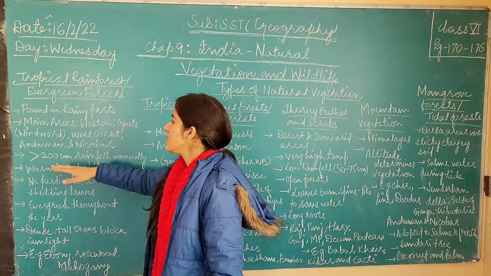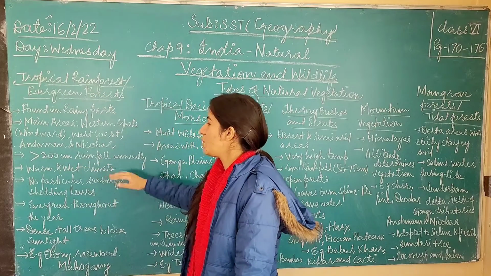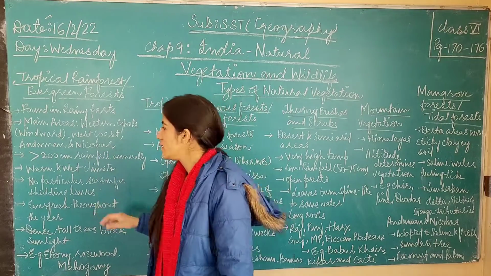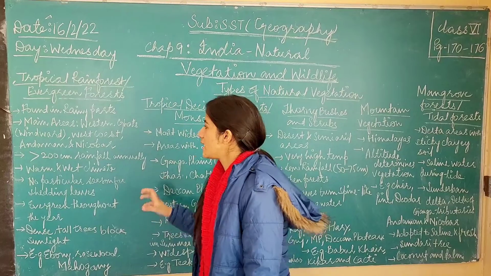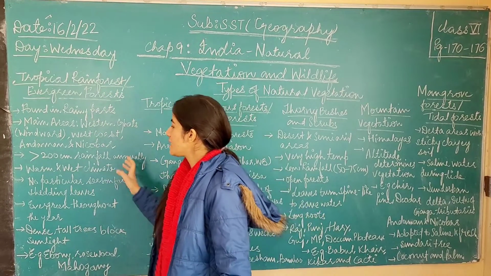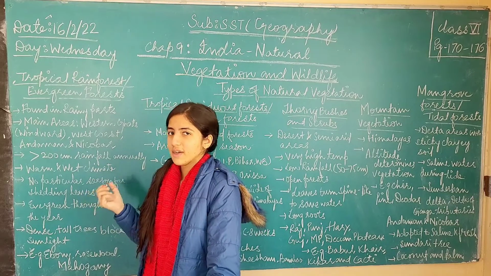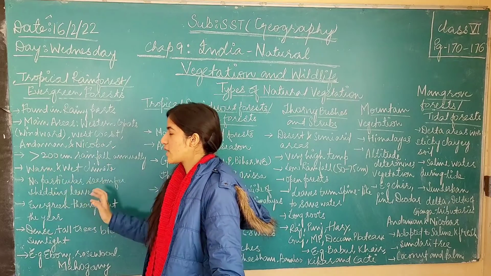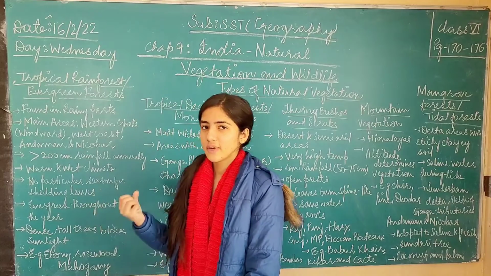Then the next point is, these types of forests receive more than 200 centimeters of rainfall annually. Then these types of forests also have a warm and wet climate. The temperature in these types of forests is quite warm, quite hot, and it is also wet. There is quite a lot of rainfall in these rainforests, right? Warm and wet means the climate is warm because of high temperature, and wet means that there is a lot of rainfall happening in these rainforests.